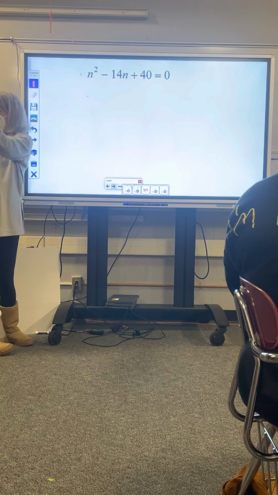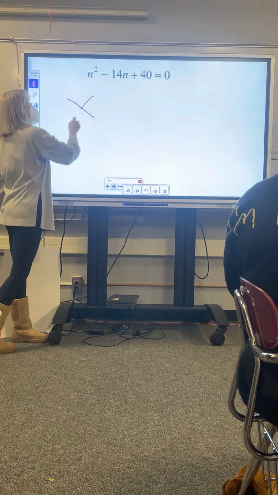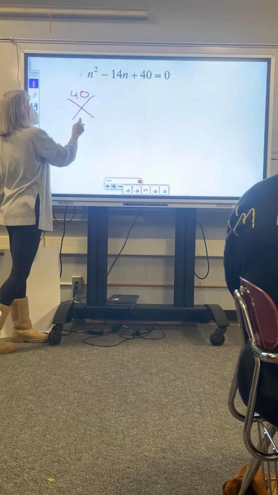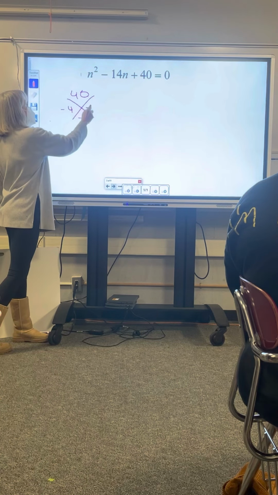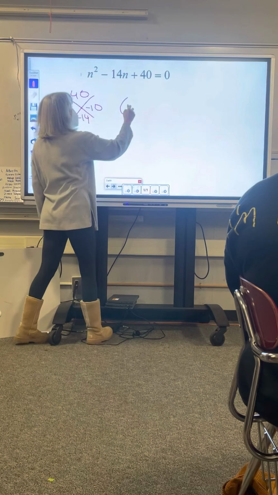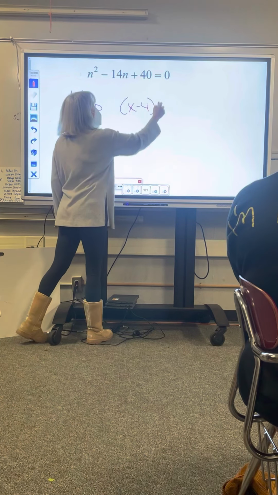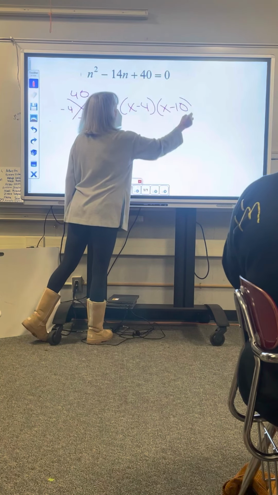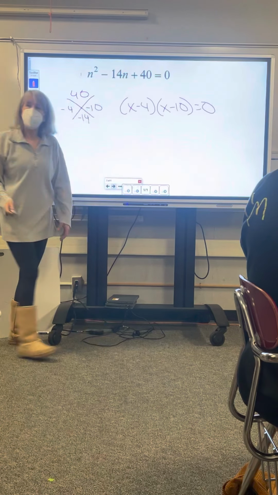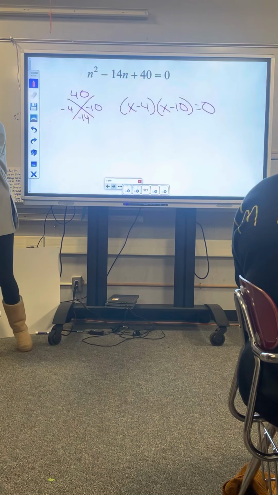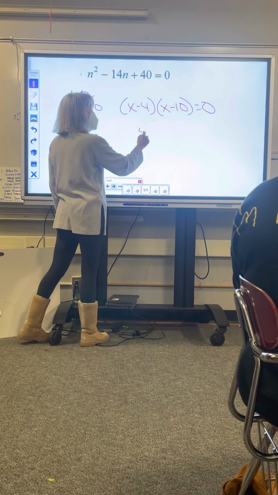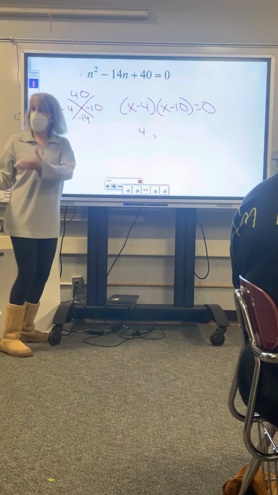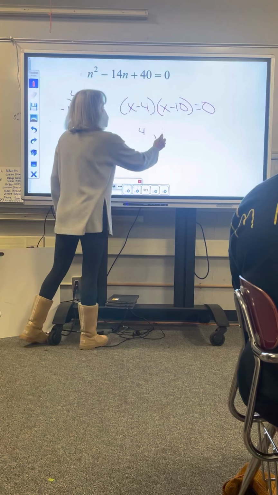So here's what you would do. Hopefully you did this. You set factors of 40 that make negative 14, and you're so smart. You all went negative 4, negative 10, and you went x minus 4 and x minus 10. You were a genius, and you set it equals 0. Now, what you probably did is you shortcutted it, and you said, oh, the opposite of negative 4 is positive 4, and the opposite of negative 10 is positive 10.